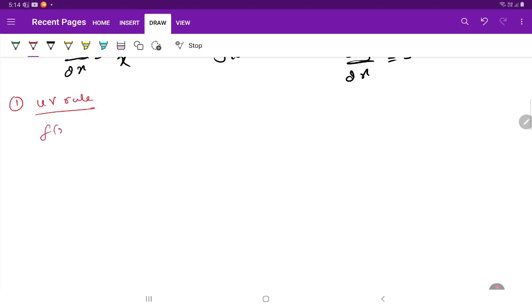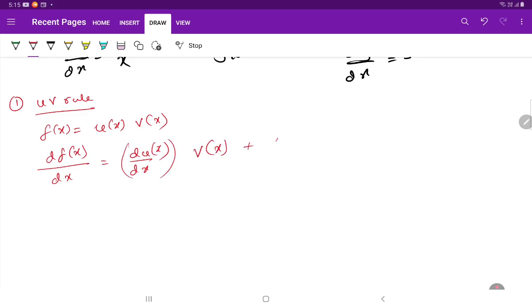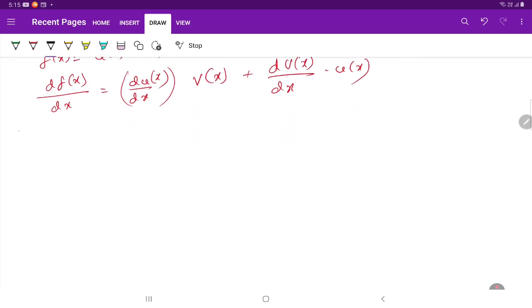Suppose you have a function f of x equals u as a function of x into v as a function of x. Then d of f of x by dx is written as du by dx, that is the differential coefficient of u as a function of x, into v of x, plus the differential coefficient of v as a function of x into u of x. If you want to look at the derivation, you can try it yourself, or you can also see some mathematical books. I cannot derive it due to time constraints. Apologize me.